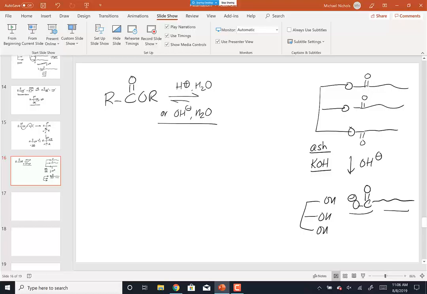So this is a way to make soap, but it's this reaction, this base hydrolysis, is called saponification. And while it's not directly soap in the name, it's close. So this is saponification.